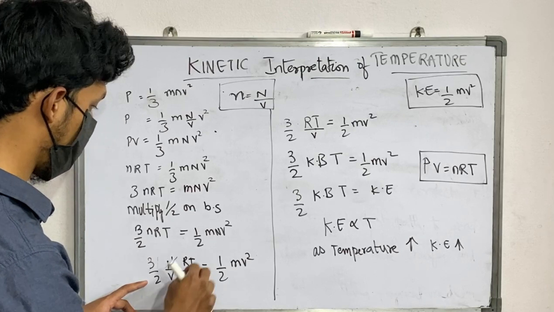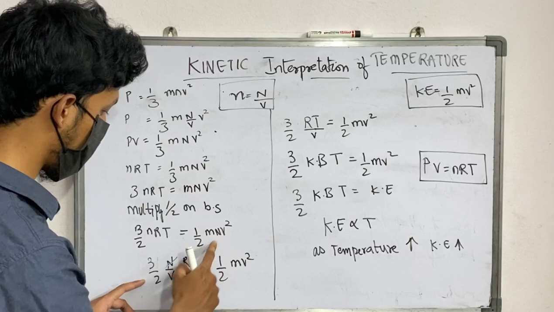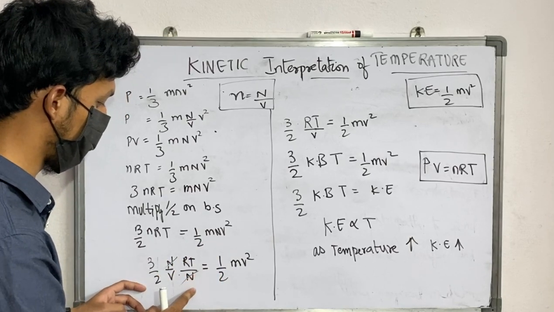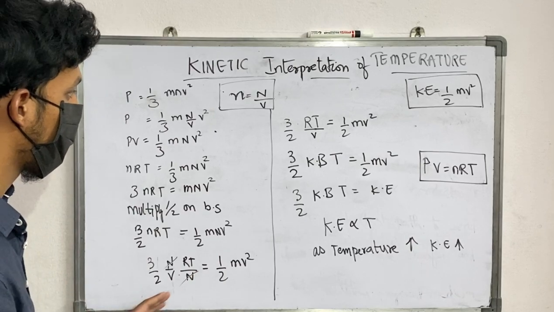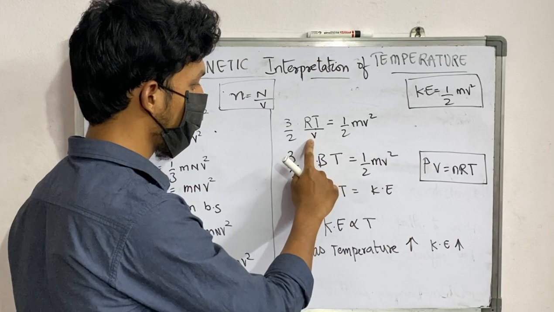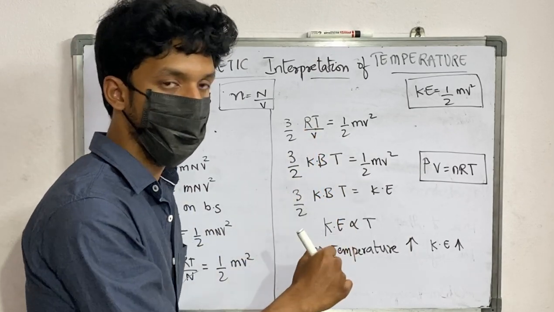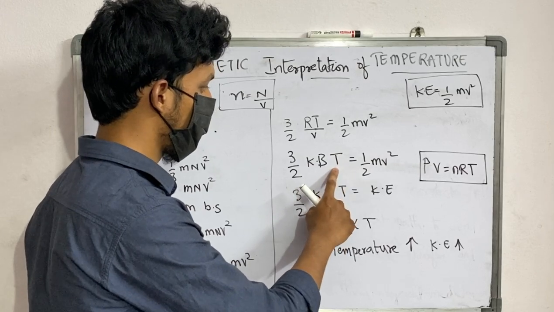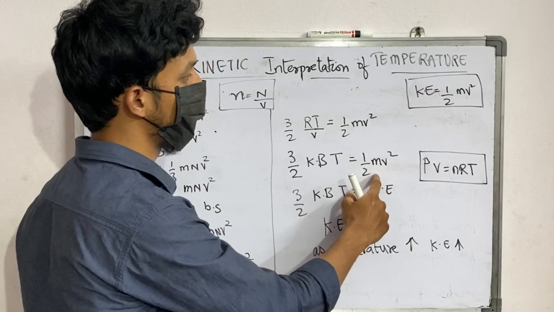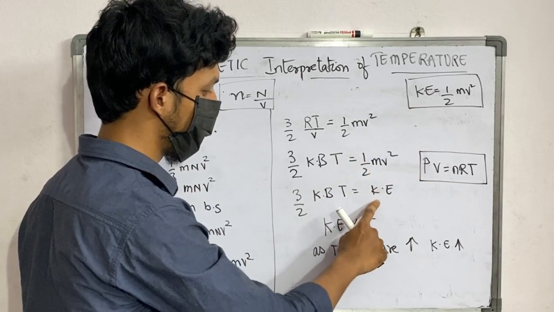This n moves here on this side, so it becomes in the form of division. So this n gets cancelled, capital N and capital N, and now RT by V. So R by capital N can be written in the form of Kb, the Boltzmann constant, and temperature is the same here, and it is equal to half mv square. So half mv square is the kinetic energy formula, and so we have derived it.